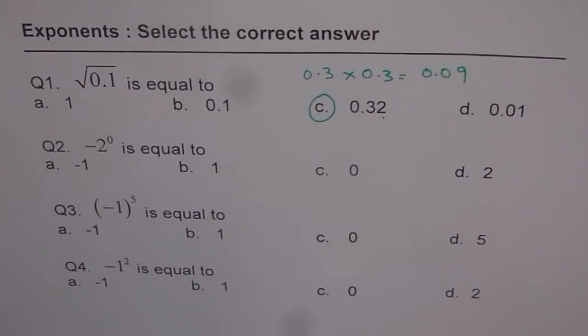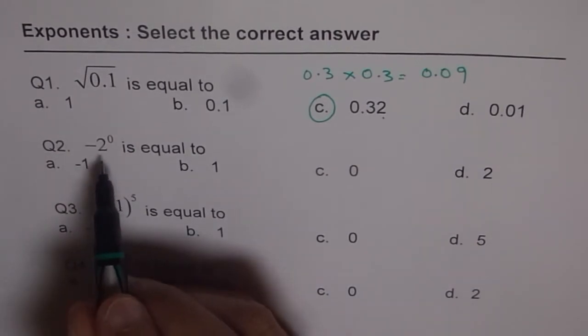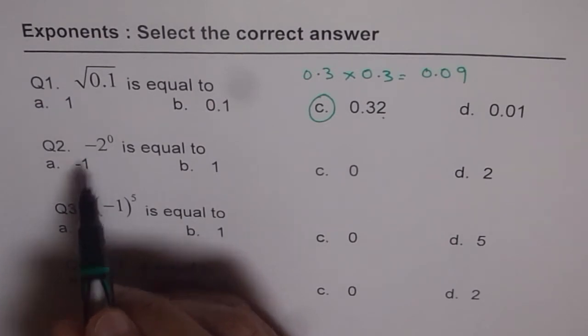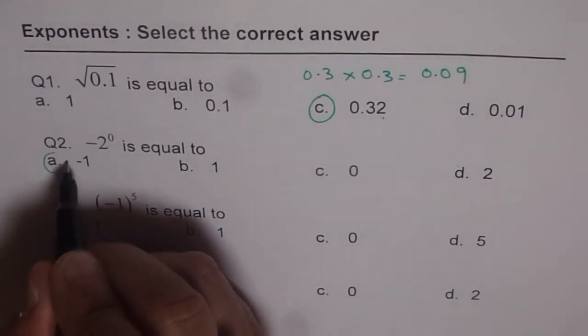Question number 2. Minus 2 to the power of 0. Now anything to the power of 0 is 1, right? So 2 to the power of 0 is 1. And the minus before that makes it minus 1, and therefore the answer is A.